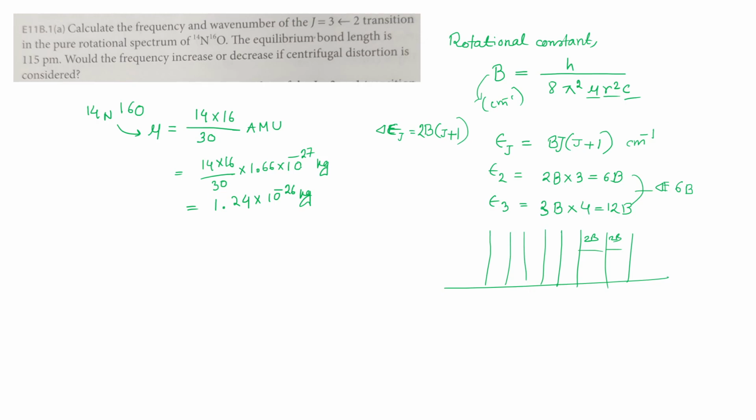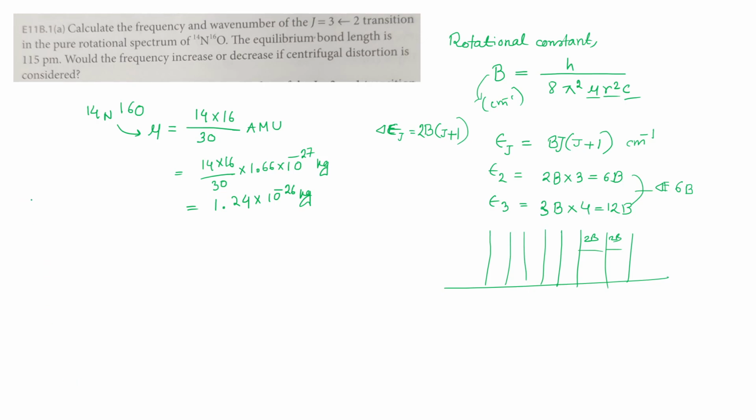Next, you understand that to get the gap, that is 2B into J plus 1, or actually for J is 2, that is 6B, we need to get the value of the rotational constant, that is B. So let us calculate that.